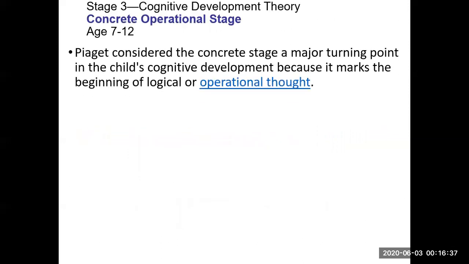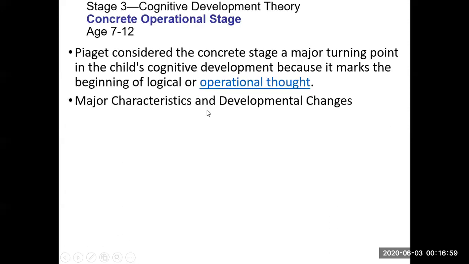Then our third stage is the concrete operational stage. This stage started from 7 and ended at 12. Piaget considered this stage a major turning point in the child's cognitive development because it marks the beginning of logical or operational thought.